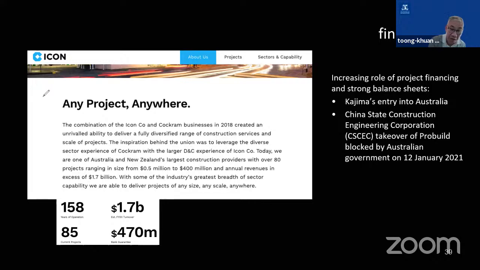So why do you think Kajima bought two of the Australian construction companies? Or alternatively, why did the Australian construction companies need to have a Japanese partner? Why did they choose to sell to Kajima? What do you think is happening here? Any suggestions?